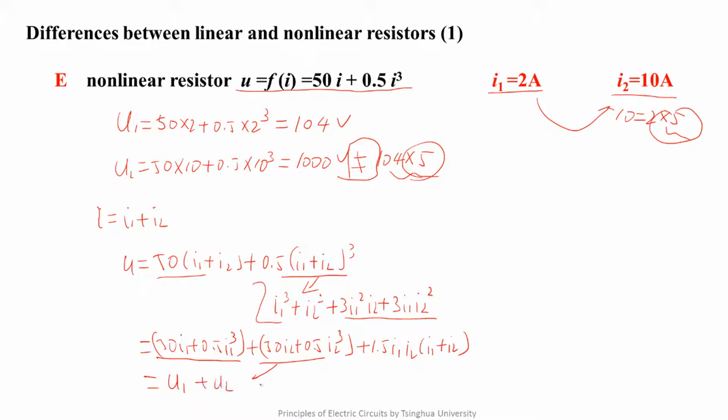We also need to add 1.5 times I1 times I2 times (I1 plus I2). It is not equal to U1 plus U2. Thus, the additivity is no longer true here.